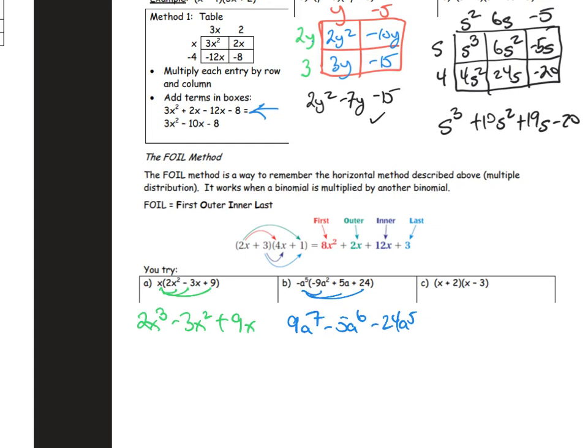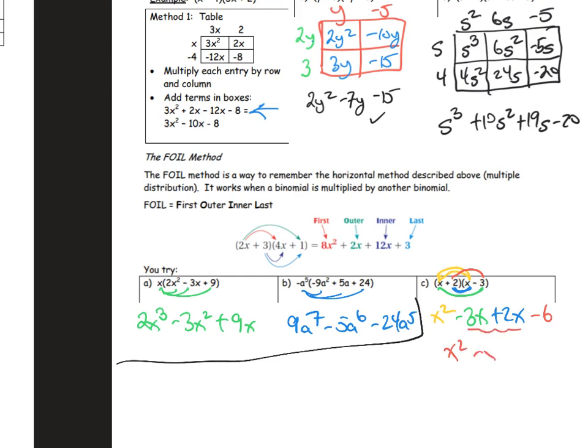Now the last one for FOIL, I'm gonna go ahead and take this, I'm gonna do the first. So I'm gonna multiply the first two together. So x times x is x squared, that's your first. Then I'm gonna do the outsides. X times -3 is -3x. Then I'm gonna do the inside, 2 times x is 2x. Last, we're gonna do the last term, so 2 times -3 is a -6. Combine like terms. So I got these two in the middle, so I end up getting x squared minus x minus 6 is my solution.